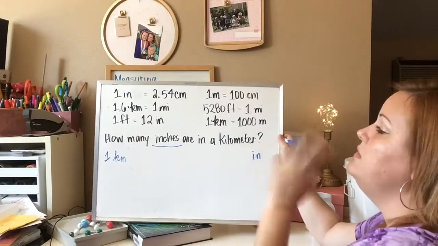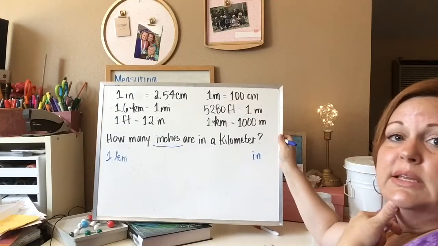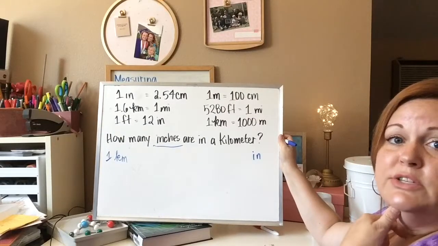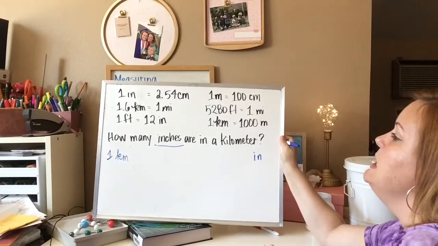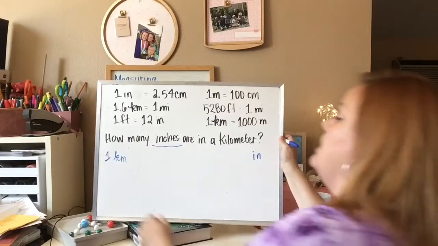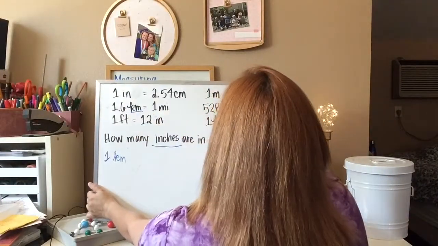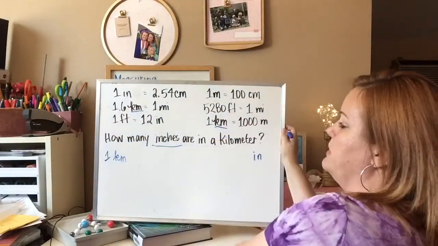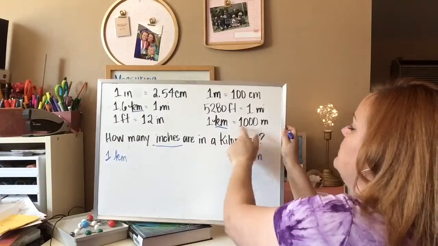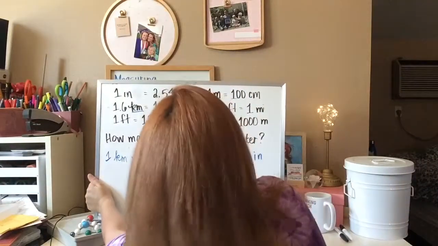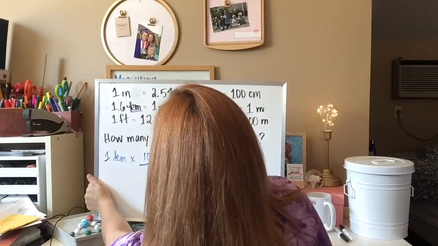There are a lot of different directions you could have taken. I gave you plenty of different equalities to turn into conversion factors so that you would have multiple ways of getting there. But let's see. I'm starting with kilometers, and these conversion factors both have kilometers in them, so you could have chosen either one. I'm going to work with this one and say times 1,000 meters over 1 kilometer.